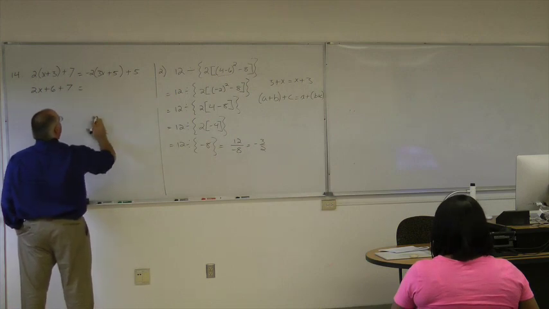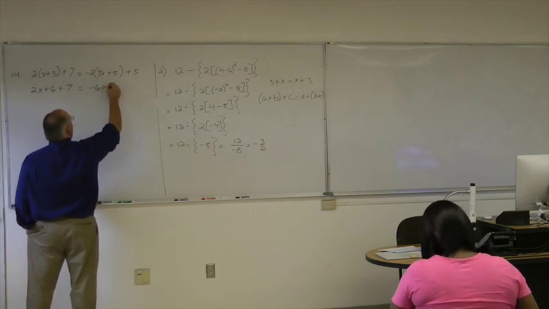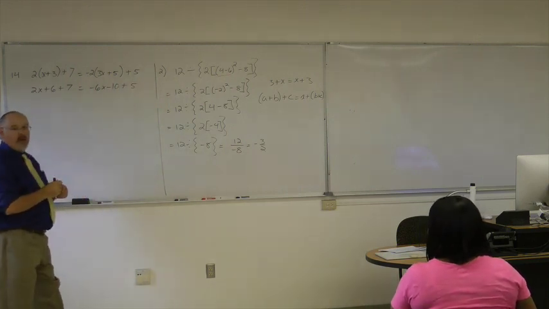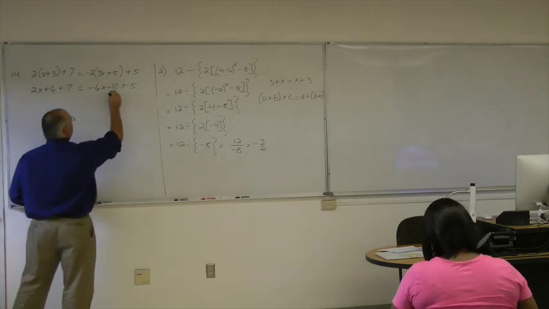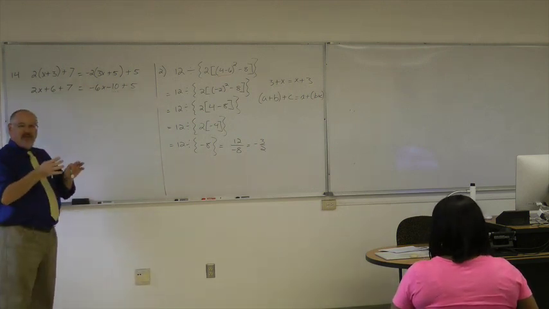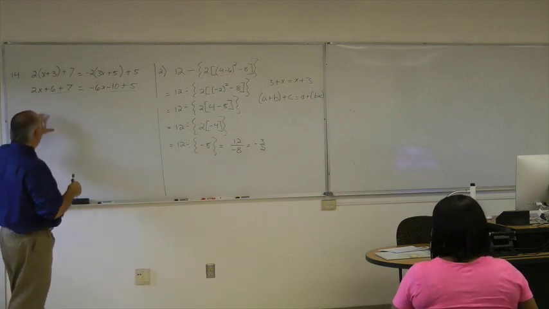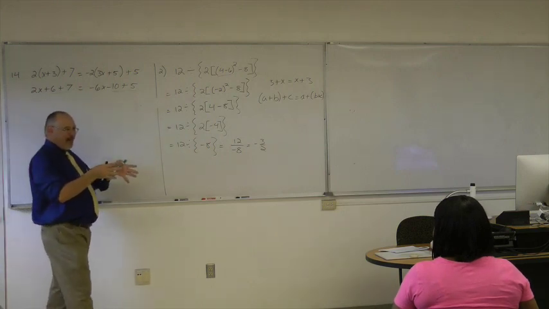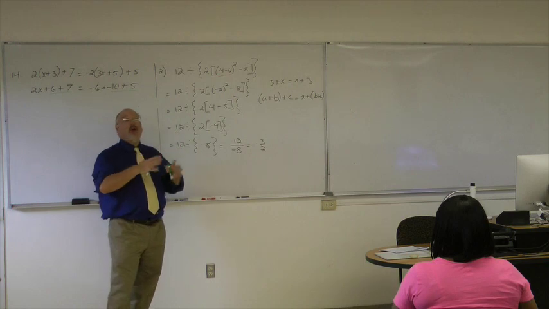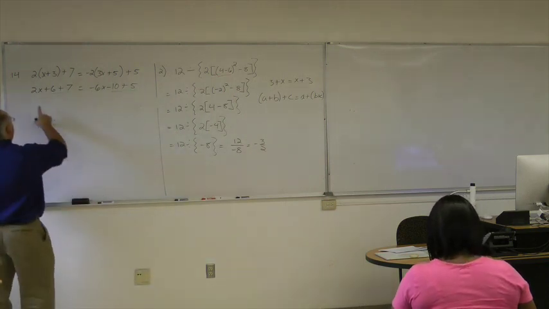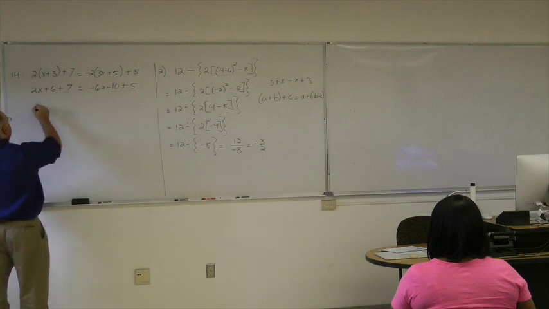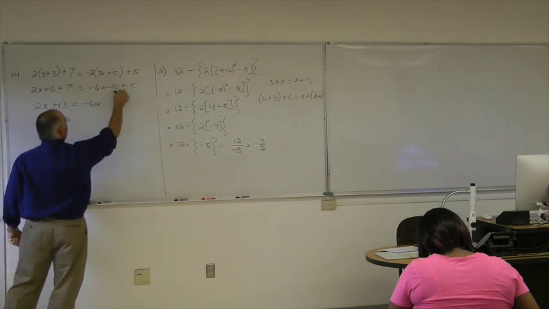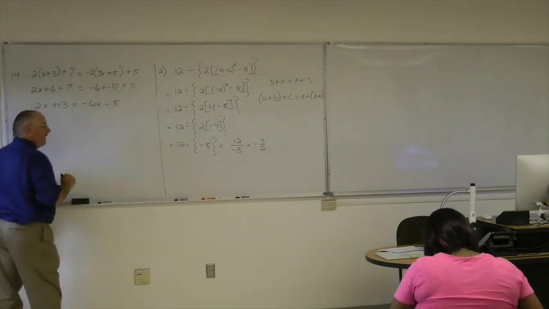Then we multiply the negative 2, and we get negative 6x minus 10 plus 5. Then we look, okay, we have like terms here, we have like terms here. We want to get like terms before we start moving stuff around. I would refer to this as clutter. We've got a lot of clutter here. So if we can organize it a little bit and have less clutter, it's going to make the problem look easier. So we have 2x, and then 6 plus 7 is 13. And we have the negative 6x, and negative 10 plus 5 is negative 5.